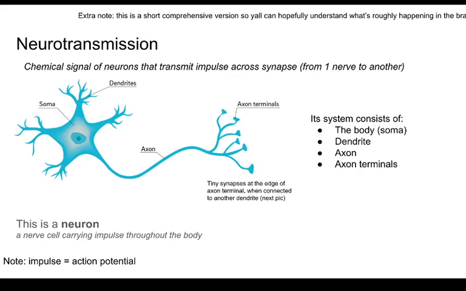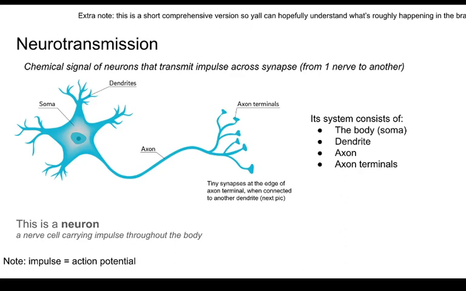So basically, neurotransmission is a chemical signal of neurons that transmit impulse across a synapse from one nerve to another. You may sometimes think of this as action potential, because apparently impulse and action potential are interchangeable, which is why it sometimes gets confusing when we talk about neurotransmission. We have different terms, a lot of terms.